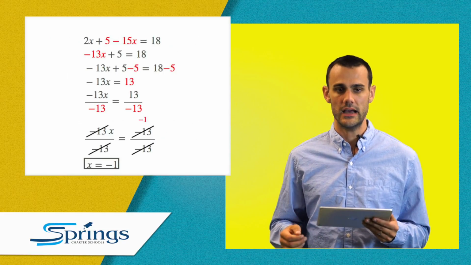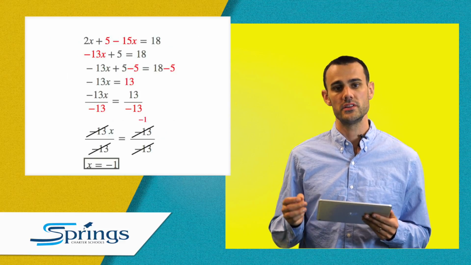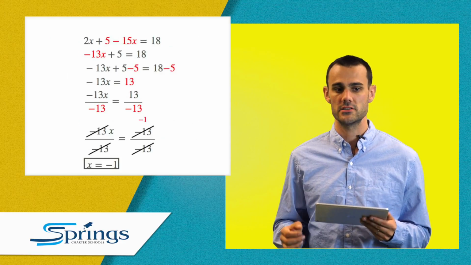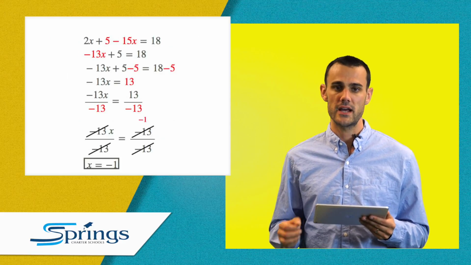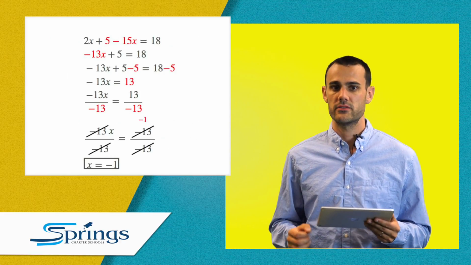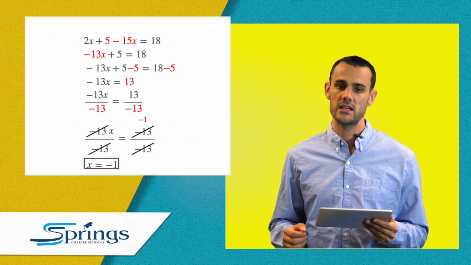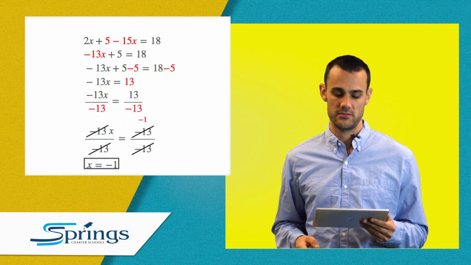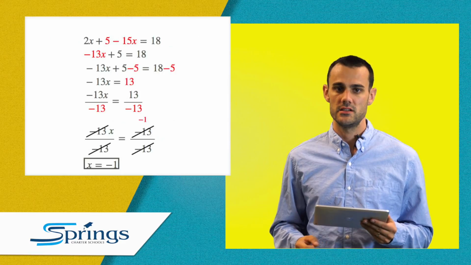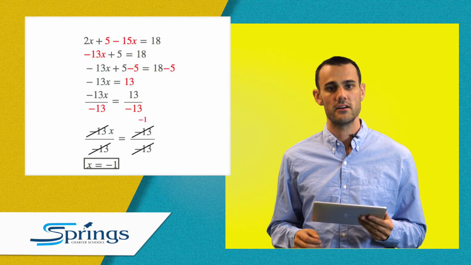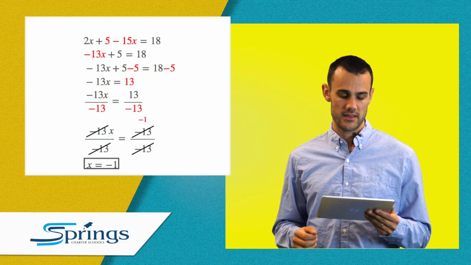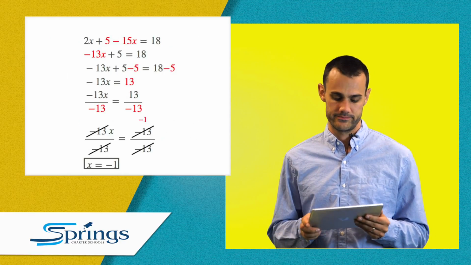Now I need to get that plus 5 moved to the other side of my equation, and because it's positive, we must use subtraction to do so. So we've subtracted 5 from both sides here, and I've shown you that in red. Once I subtract 5 from both sides, my equation now reads negative 13x equals 13. Then we can divide both sides of our equation by negative 13, so that negative 13 drops off from the value attached to the variable x. When we divide, we get the answer x equals negative 1.